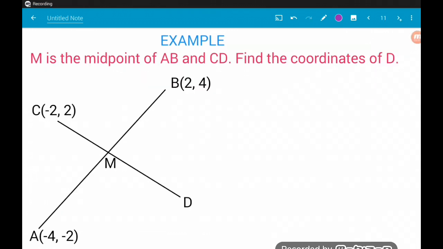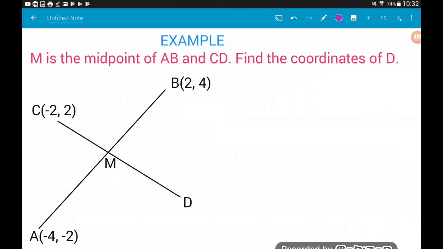Okay, this guy is our last adventure in the midpoint video. So M is the midpoint of AB and CD. Find the coordinates of D. So this might look quite intimidating, but don't panic. Look at the question, what do we know? What can we do with the information that we know?